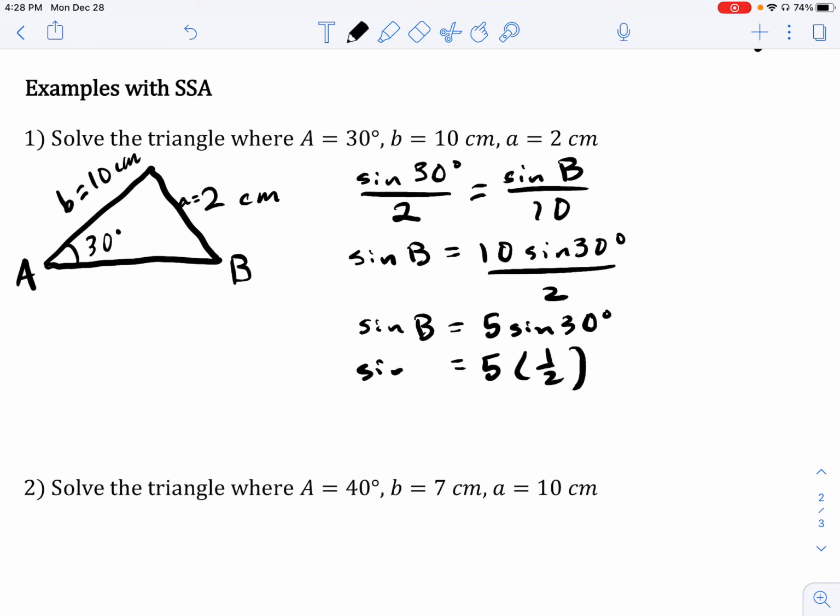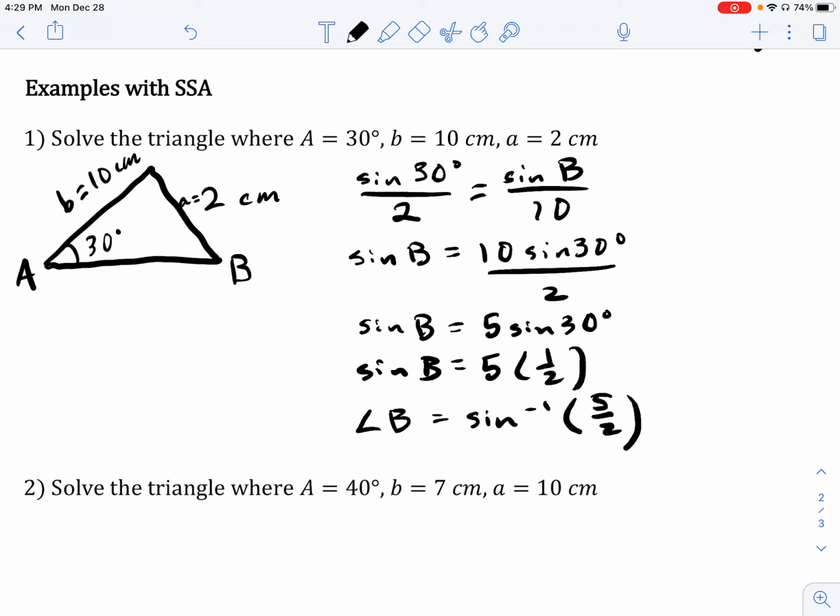So the sine of angle B is going to be equal to 5/2, or 2.5. Now, if you try to put this into your calculator right now, using inverse trig functions, you would say angle B is equal to the arcsine of 5/2. And you could try to put this into your calculator right now, and you will likely get an error message.